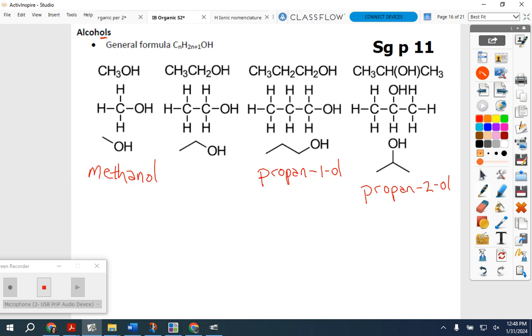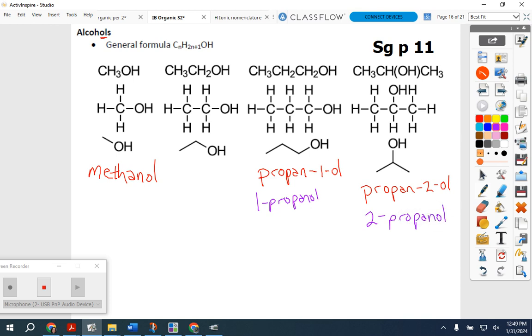Now, I'm going to write a couple more names here that I don't want you to get confused about. I want you to use the names that I just wrote, okay? Because this is the correct IUPAC naming format. But you will often see this referred to as 1-propanol, and this referred to as 2-propanol. That's an older way of referring to them.